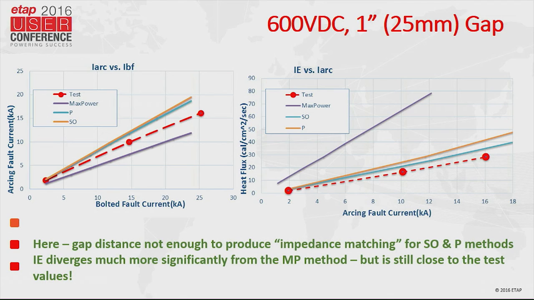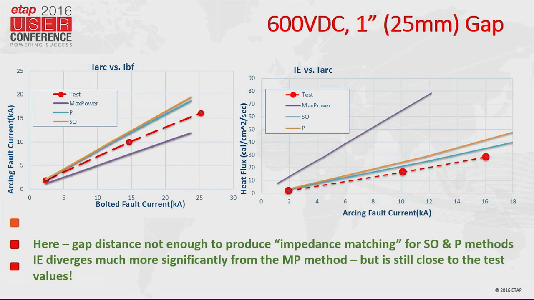The maximum power, he's consistent. He's always staying right where it's going to be. Arcing fault current equals 1/2 the bolted fault current. But the other two models have moved up the graph quite a bit. The test results actually kind of split the difference between the two. So we're not sitting right on top of those test value arcing fault current levels, but at least our alternate models are showing us that we did move away from that maximum power assumption.